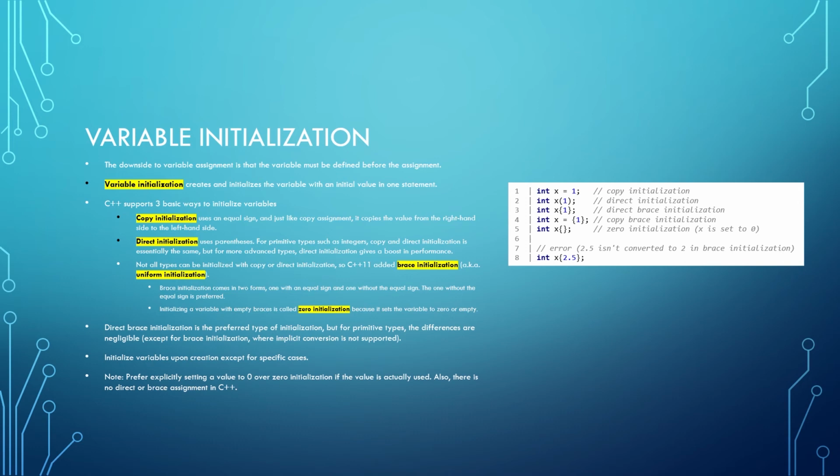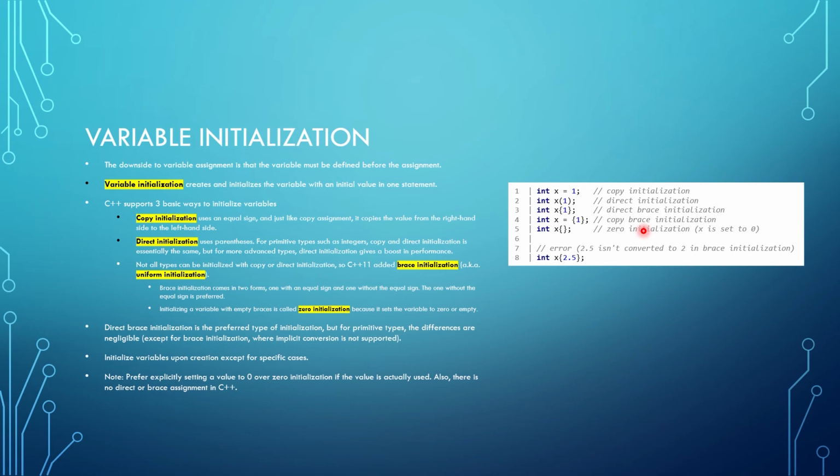So we have some examples of initialization over here. This one is copy initialization because it uses the equal sign. This is direct initialization and it uses parentheses. This is direct brace initialization, which is the brace initialization without the equal sign. And then here's the copy brace initialization, which is the brace initialization with the equal sign. And also we have the zero initialization, which is a type of direct brace initialization. Because there's nothing inside the braces, x is set to its default value. And for integers, it's 0.